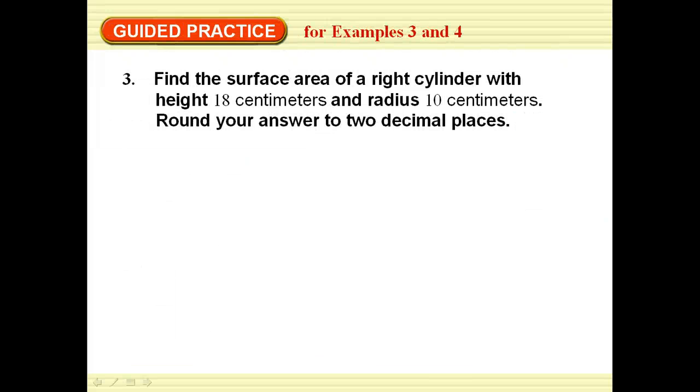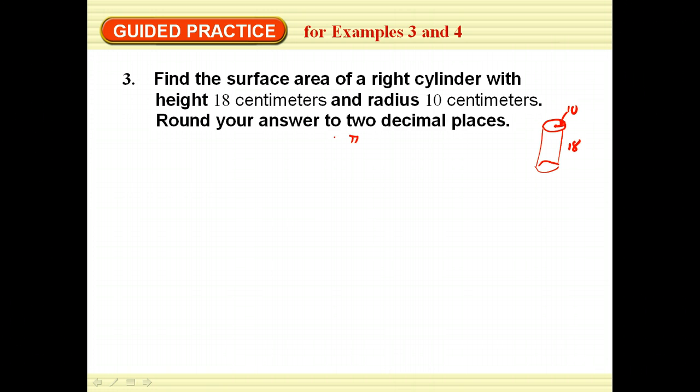So here's one for you to try. Find the surface area for a right cylinder with a height of 18 centimeters and a radius of 10. I want to come over here and see what that looks like. I've got a height of 18 and my radius is 10. So remember what I need. I need the area of that base. So I'm going to need pi r squared.